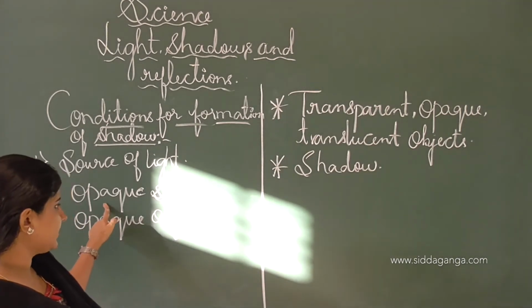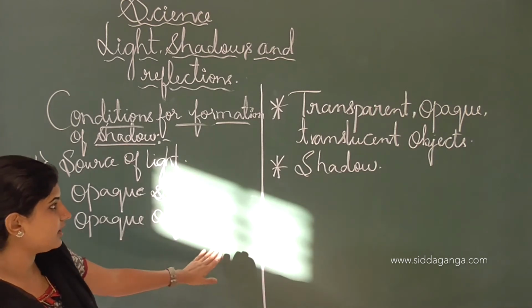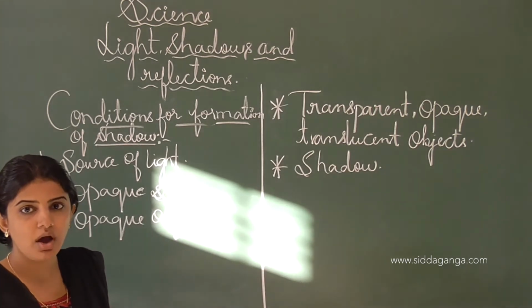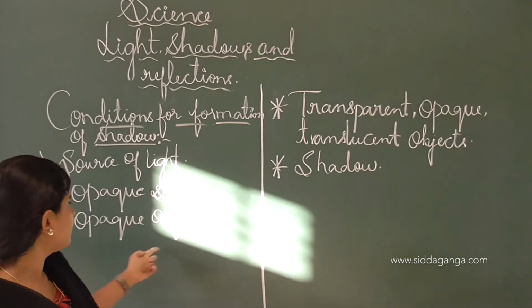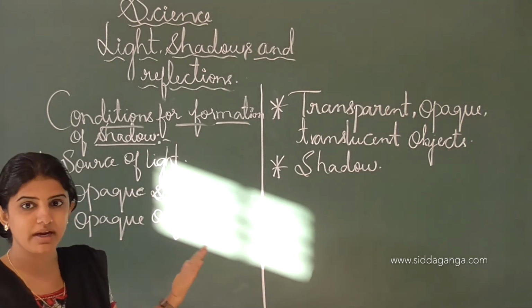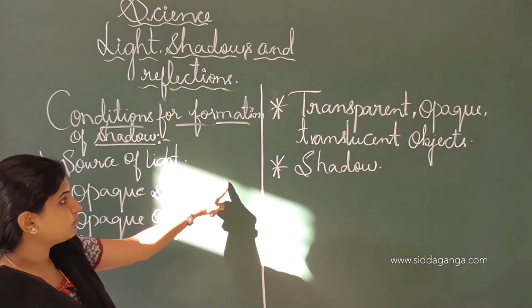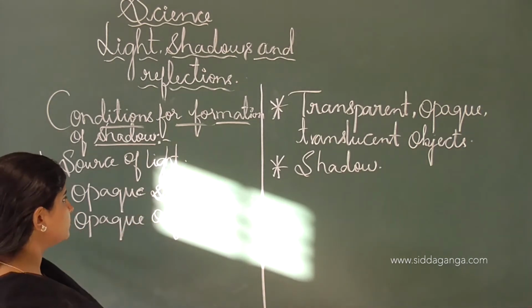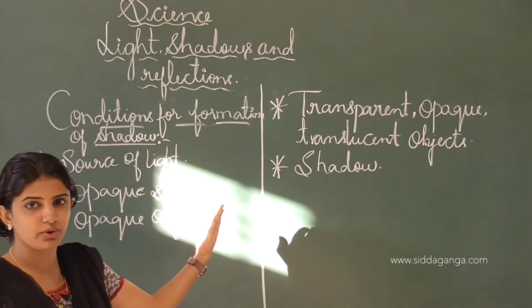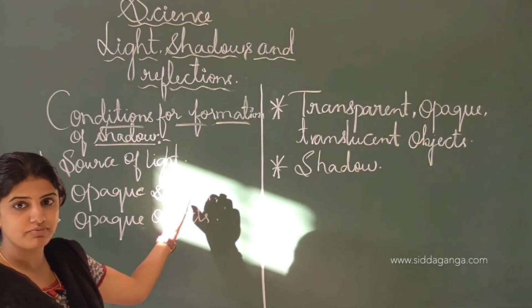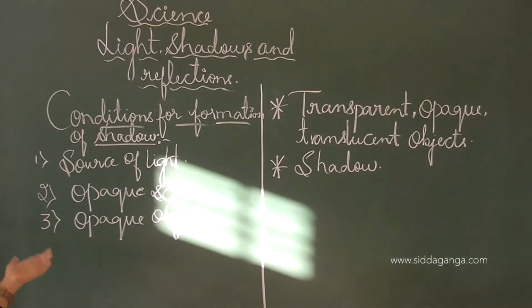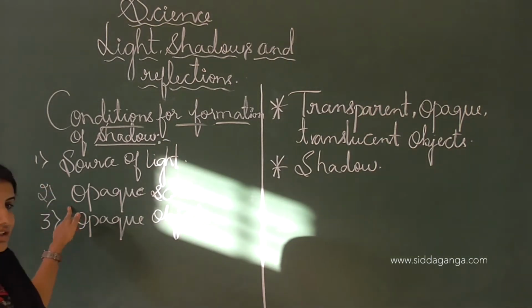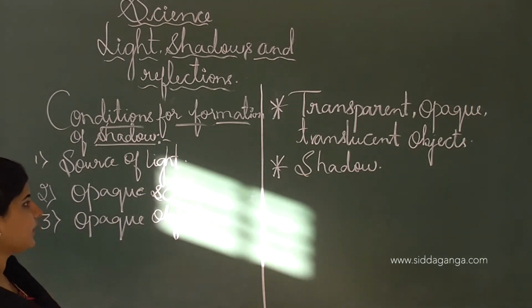and the opaque screen. Here the screen is the ground, or the board acts as an opaque screen here, and an opaque object is required, like my hand acts as an opaque object and the board acts as an opaque screen, and the source of light is required to form a shadow. You can see the shadow of my hand. The conditions for the formation of the shadow are the source of light, an opaque screen and an opaque object. This is all about the formation of the shadow.